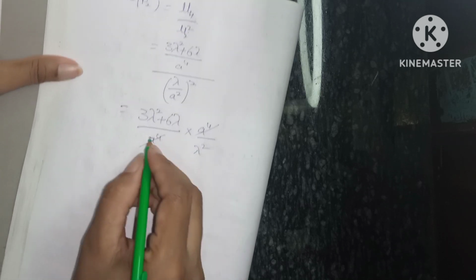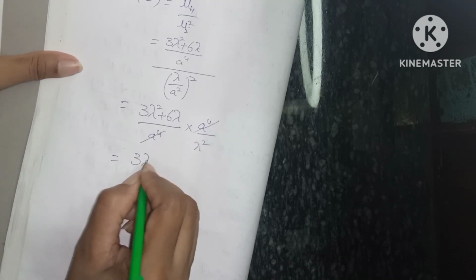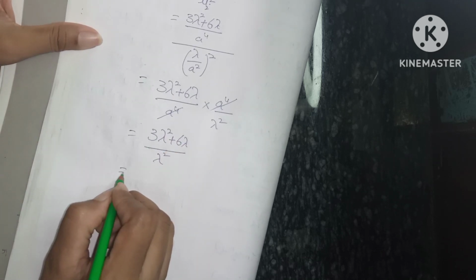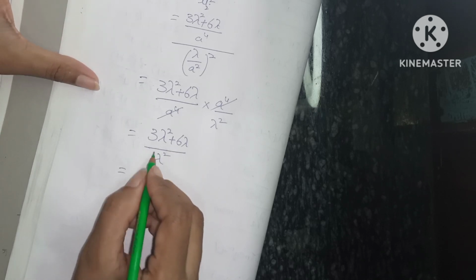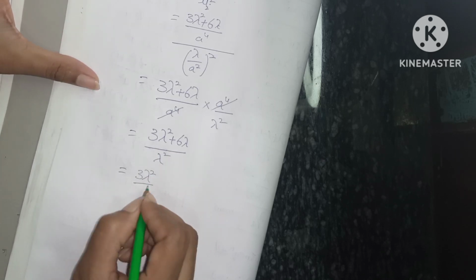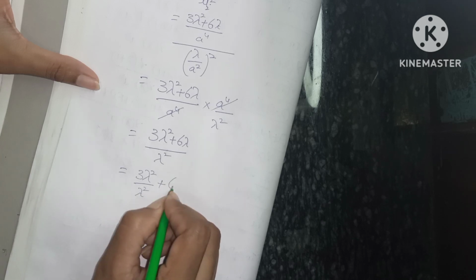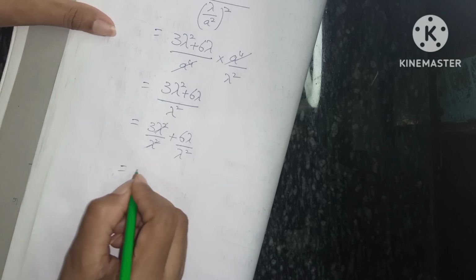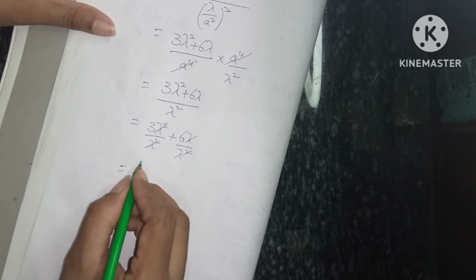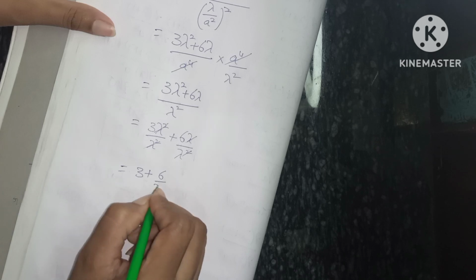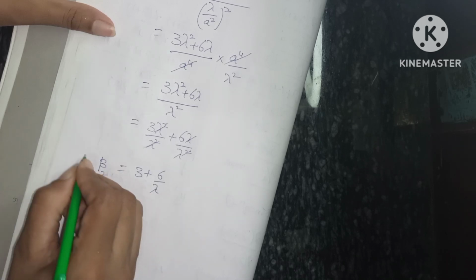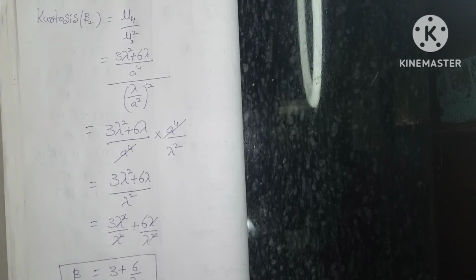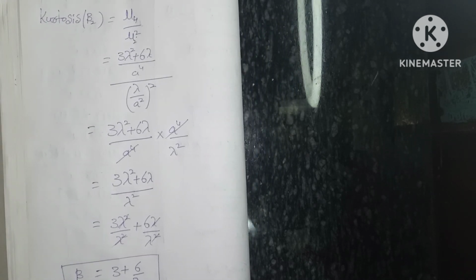This both gets cancelled. The final term is 3 lambda square plus 6 lambda by lambda square. If we separate these terms, 3 lambda square by lambda square plus 6 lambda by lambda square, lambda square gets cancelled and lambda gets cancelled. So 3 plus 6 by lambda is the final answer, beta 2. That means kurtosis. Hope you all understood the gamma distribution of the second kind.